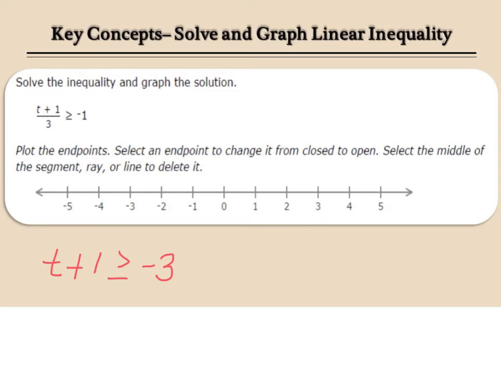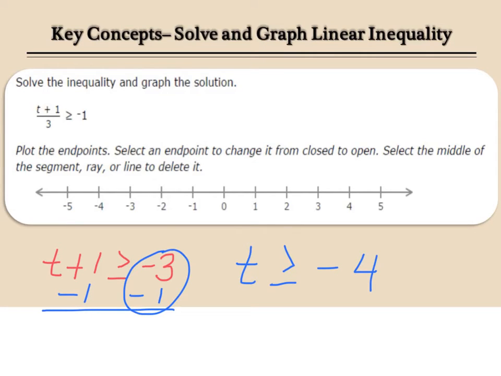Then I'm going to just solve it like I would any other equation. I subtract 1 from both sides, and that gives me t is greater than or equal to negative 4, because I'm adding these two together. So now I'm going to have to graph it. The arrow is pointing to the right. It is underlined, so it's a filled-in circle, and it's greater than or equal to negative 4. So I have my circle, and my arrow is going that way. So t is greater than or equal to negative 4.